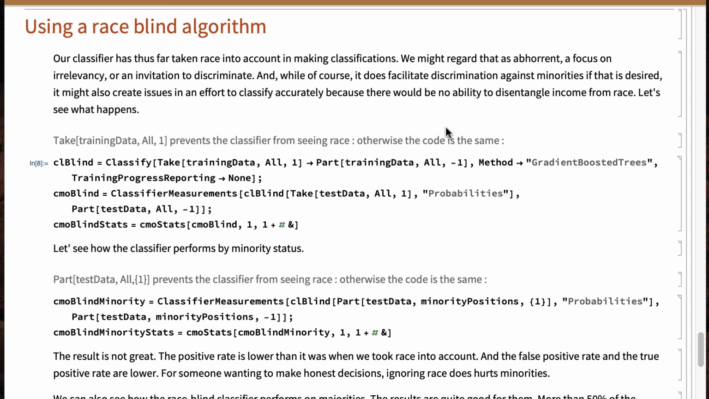So far, I've let our classifier take race into account in making classifications, but we might well regard that as abhorrent, or it's a focus on stuff that's irrelevant, or it's an invitation to discriminate. And yes, it does facilitate discrimination against minorities if that's desired, but maybe it also creates issues for the honest classifier because now there's no ability to disentangle income from race. So let's see what happens when I withhold information from the classifier on race.